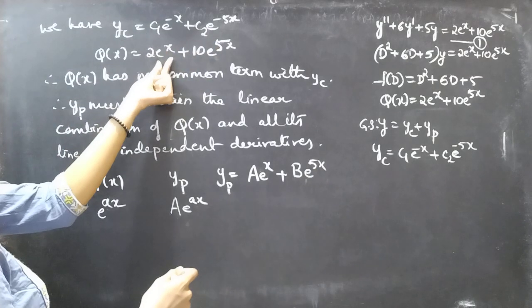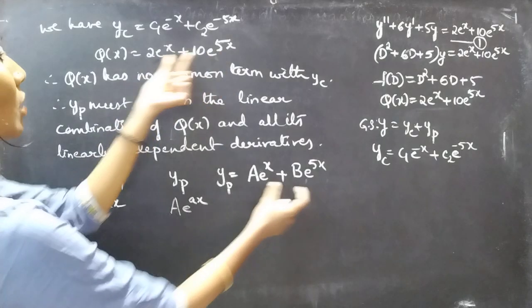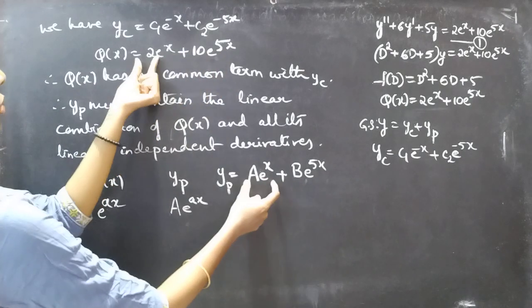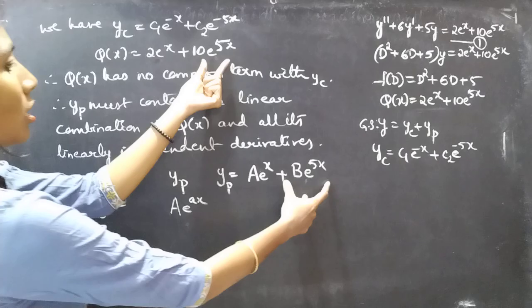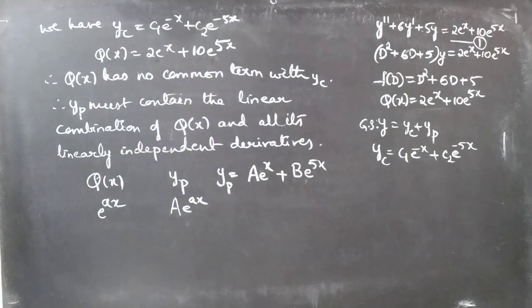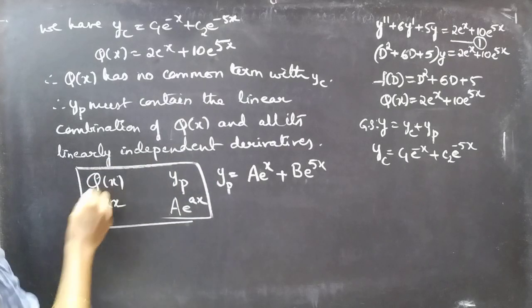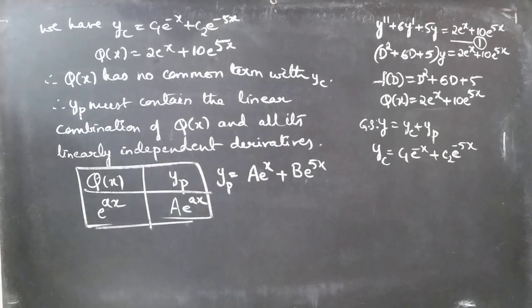Here we are having two functions, right? E power x and e power 5x. So you'll have two formulas, I mean two terms in yp, for e power x and for e power 5x. Don't get confused. Fine. This is a formula with the help of the direct formula. Okay. Now coming to the trial method. Let's see the trial method now.